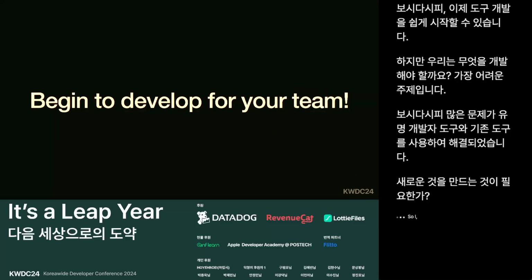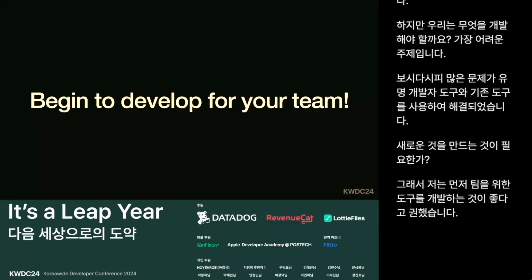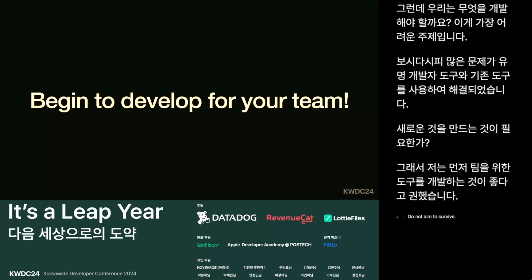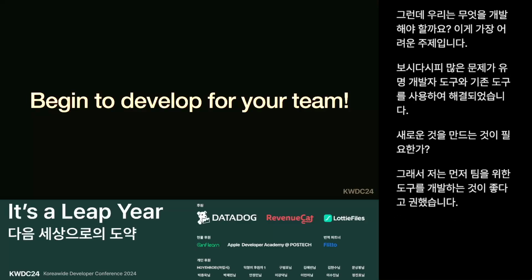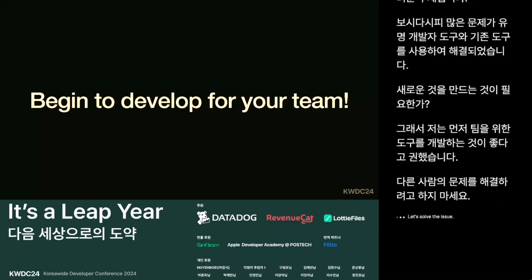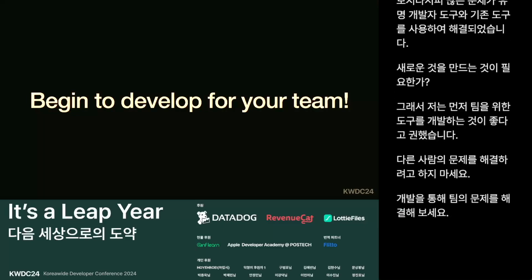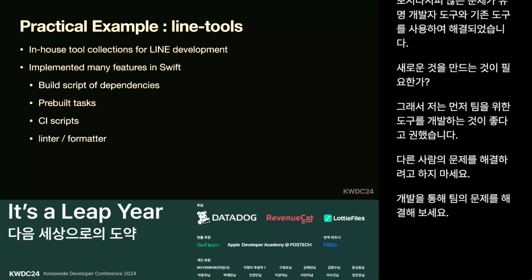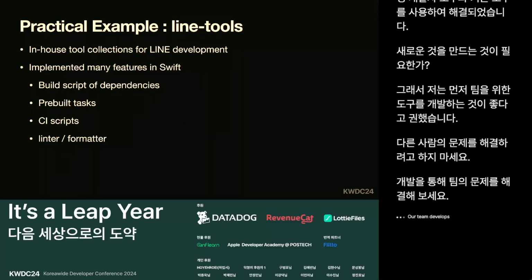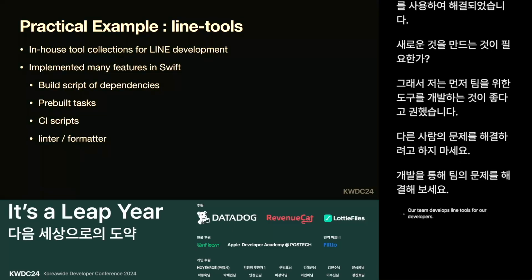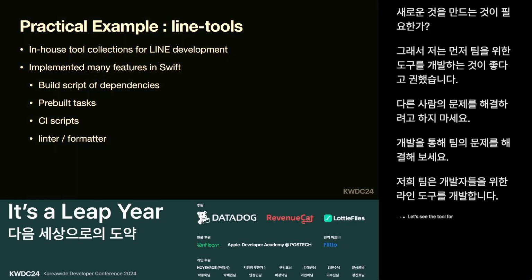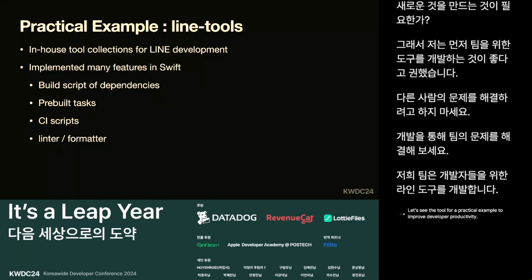So I recommend that you first develop a tool for your team. Do not aim to solve the problems of someone. Let's solve the issues of your teams by tool development. Our team develops writing tools for our developers. Let's see the tool as a practical example to improve developer productivity.